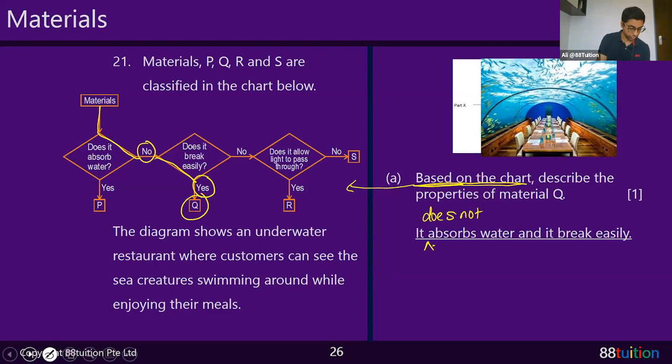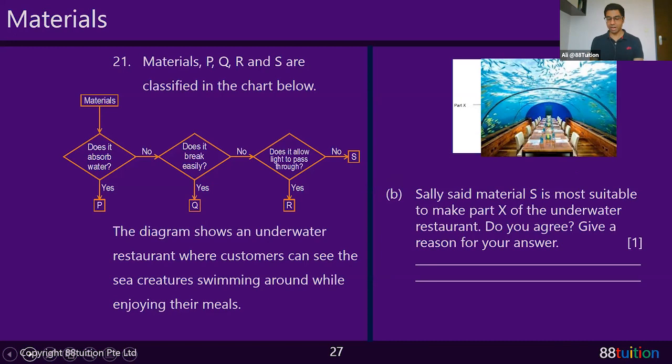Sally said material S is the most suitable to make part X of the underwater restaurant. Oh, now we can talk about, oh, it needs to be strong, it needs to be transparent, and so on, right? Can we find where S is here? Sally says, let's choose S. Do you agree? Give a reason for the answer. Now, does it absorb water?